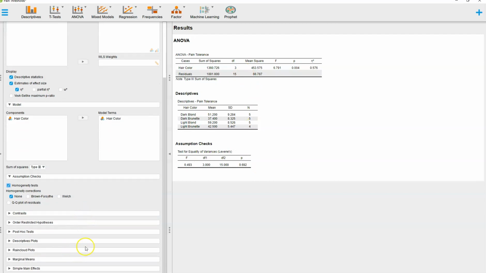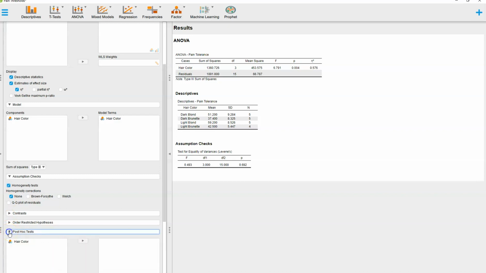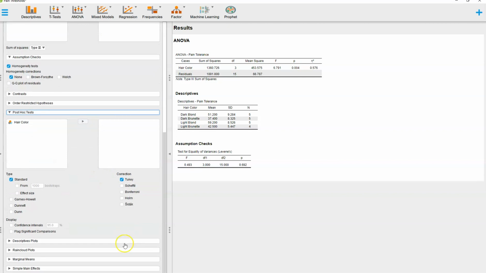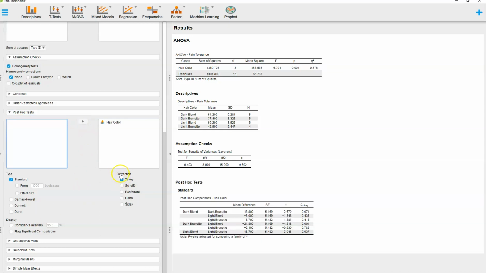There's a lot of stuff here, but I'm not going to talk about it. The only thing I want to bring up is the post hoc tests. Post hoc tests allow us to gather more information about the differences that led to this good F value. The only way that we've grouped things is by hair color, so we'll move that over to the right. The default is the Tukey, but we're going to change to Bonferroni. It's one of the more common methods of doing a post hoc test, and it takes each of the groups and compares it to every one of the other groups.